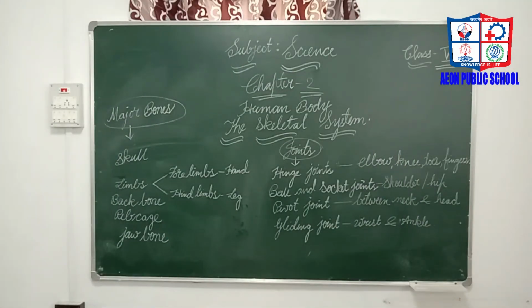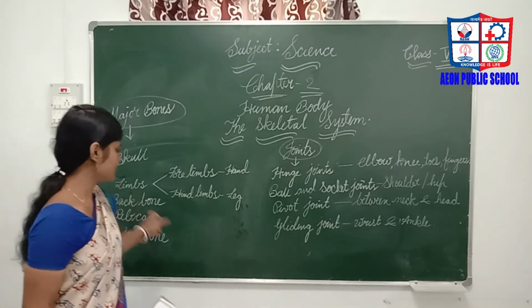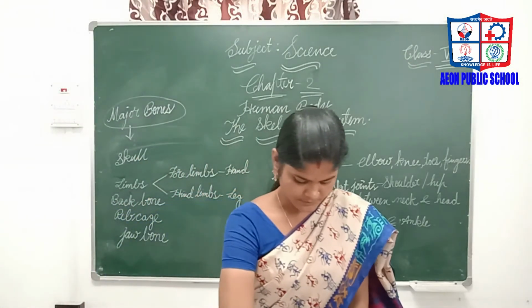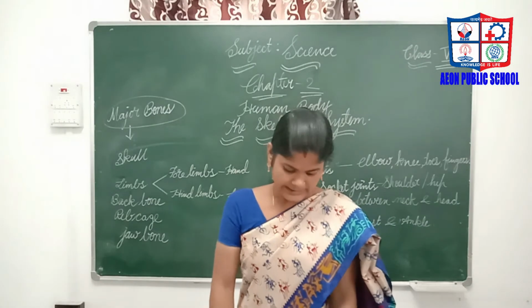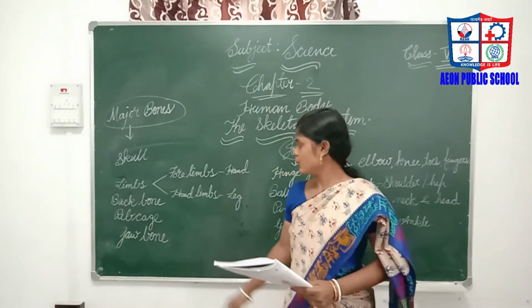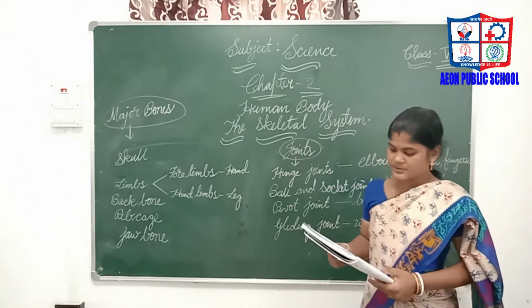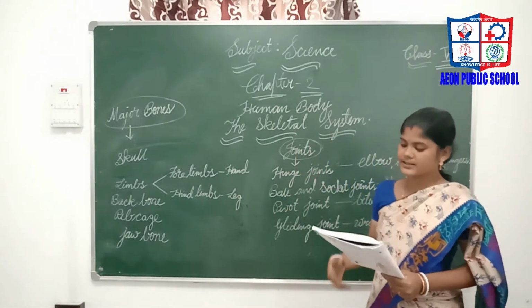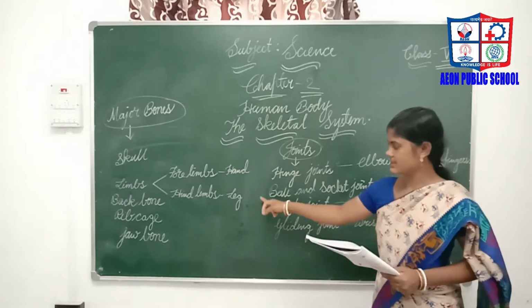Okay. The next part is limbs. There are two types of limbs: forelimbs and hind limbs. Human beings have two pairs of limbs, that is the forelimbs, or the arms or hands, and the hind limbs, that is our legs.